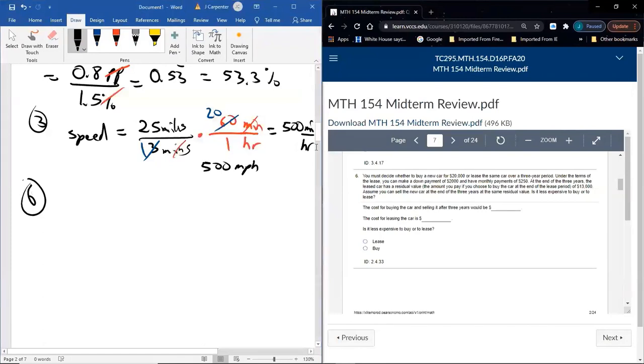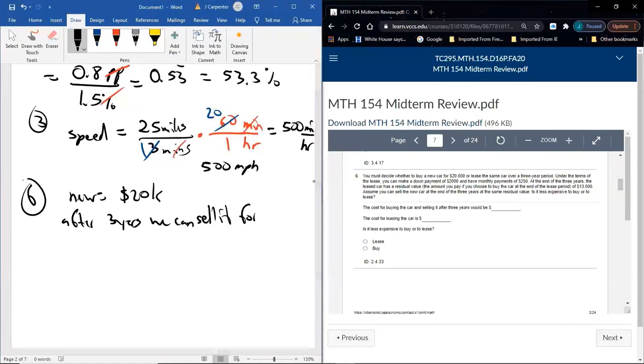All right, so the new car costs $20,000. So new, it's 20K. After 3 years, we can sell it for the residual value, which is $13,000. I'd say that's a pretty normal depreciation of a car value. If you get like a 2019 Honda Civic for about $20,000, not a lot of options in it, obviously, it's probably going to lose about $7,000, $8,000, $9,000 over 3 years. So that would mean it's worth $13,000, and you could sell it, and then you'd have $13,000 in your pocket.